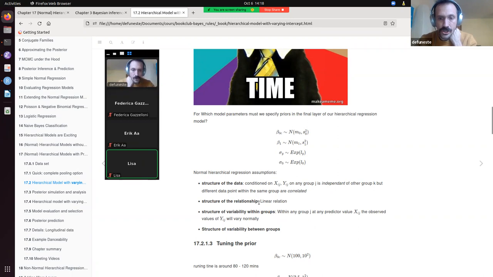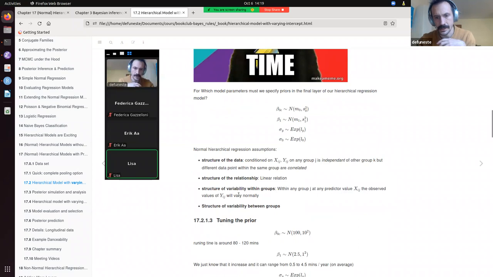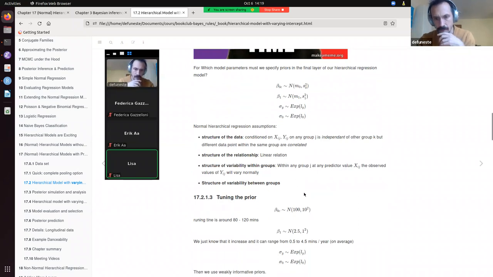The structure of the relationship: we are still assuming a linear relationship between the age and the running time. Within the structure of the variability within group, this is the normality assumption we make. I think it's not too big a deal. Within one group, the running time fluctuates around some mean with a standard deviation, following a normal distribution. And this is the same for the between group.